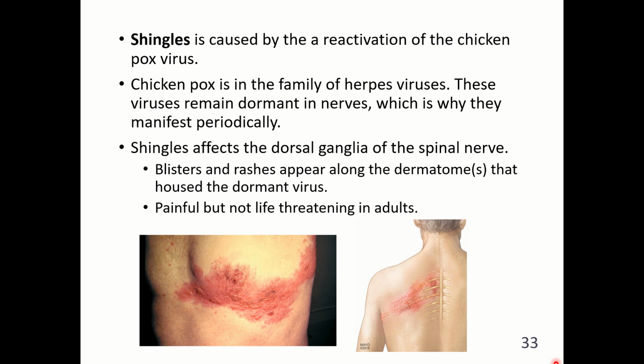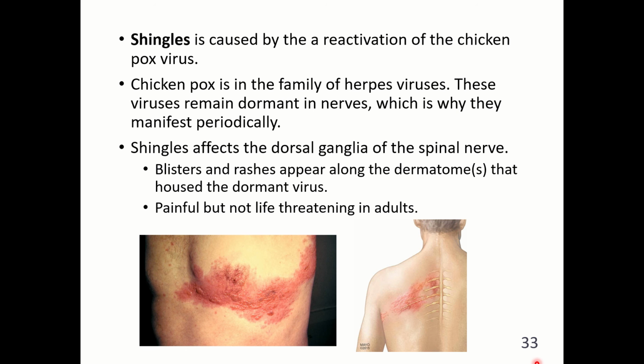Shingles. This is a disease caused by the reactivation of the chickenpox virus. I hate to break it to you, but chickenpox is in the family of herpes viruses. And these viruses are notorious in that they remain dormant in nerves. This is why the herpes virus manifests periodically.